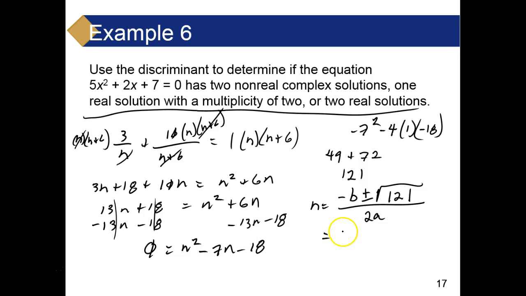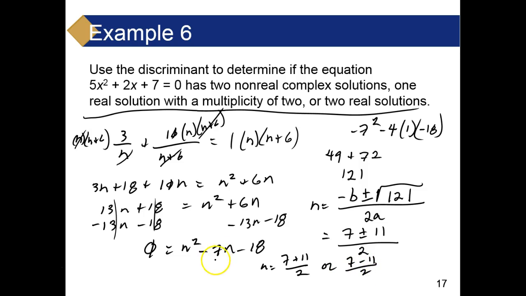Negative of negative 7, which is 7 plus or minus, and what you told me that was, 11 over 2 times 1, right? 2. Okay? So what is our solution? n is equal to 7 plus 11 over 2, or 7 minus 11 over 2.